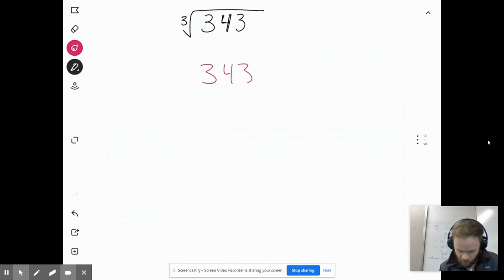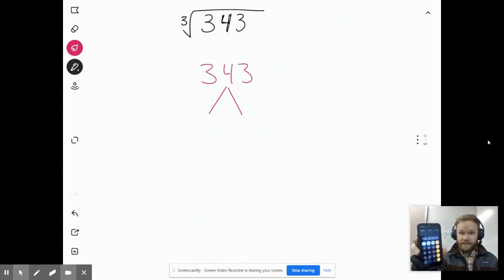343. We want to find the cubed root of 343. So what's a prime factor? Well, let's see here. One prime number is 2. 2 doesn't go into 343. Let's check on the calculator. 343 divided by 3. That's a decimal. That means that 3 is not a factor of it. It's not a whole factor.